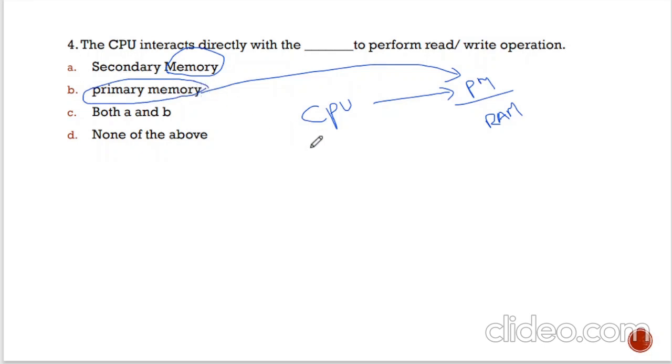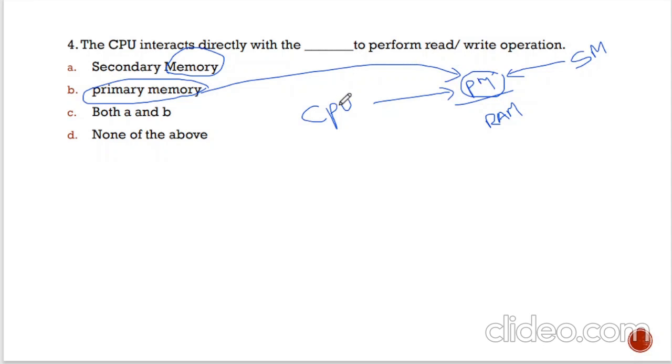Whatever the CPU wants to access from the memory devices, that data will be taken by the primary memory. It will take the data from secondary memory. The primary memory, that is RAM, will access the data from secondary memory and store it temporarily until the CPU needs that particular data to perform processing.